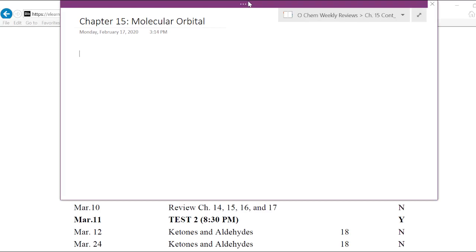Hey guys, so today we are going to talk about the rest of chapter 15, which has to do with molecular orbital, thermo and kinetics, and Diels-Alder, my favorite topic to teach. So before we dive into the remainder of chapter 15, I'm going to give you a glimpse of what this unit holds.